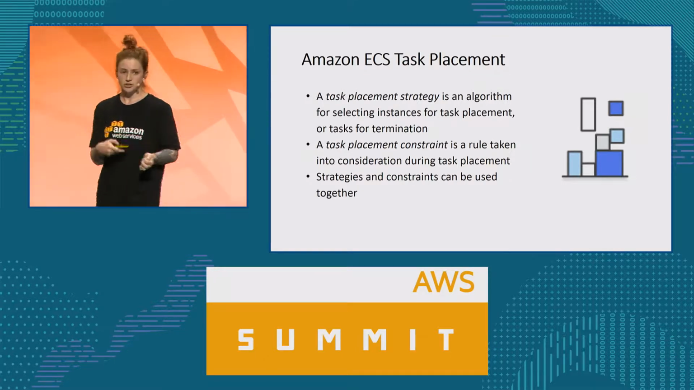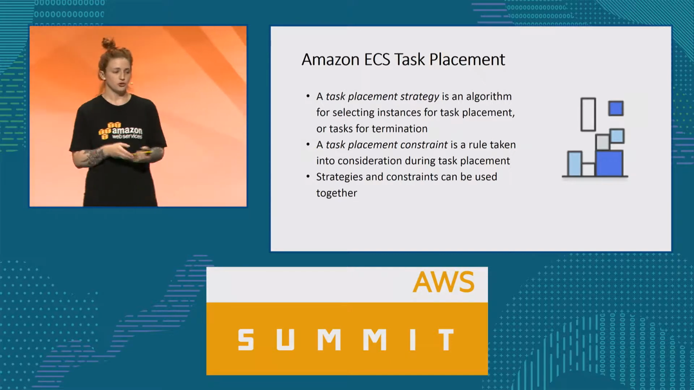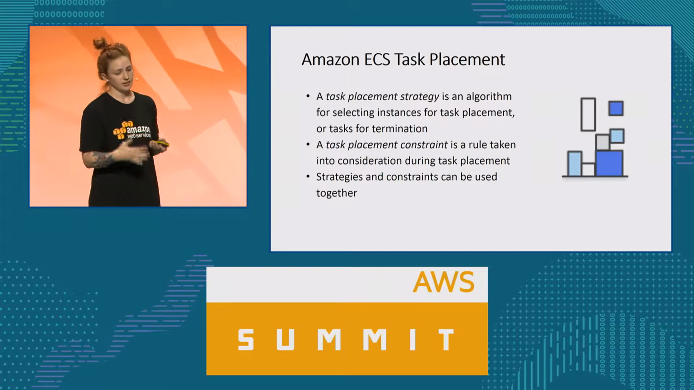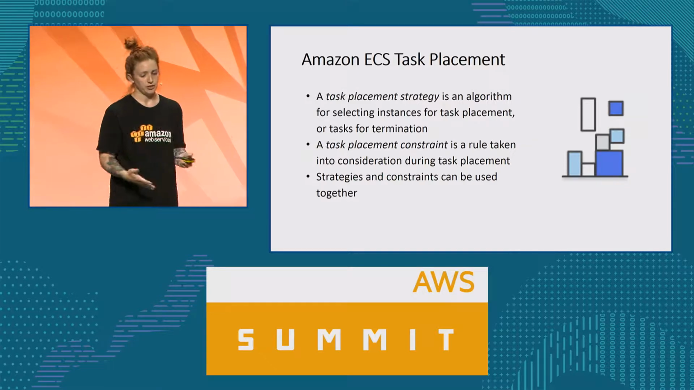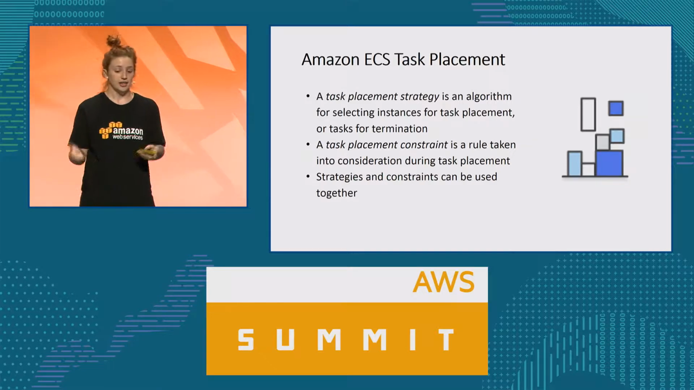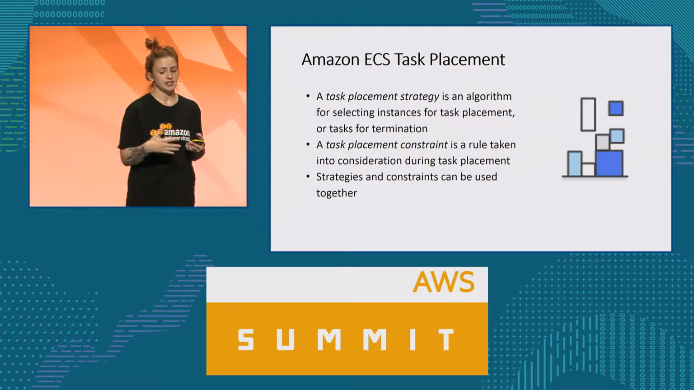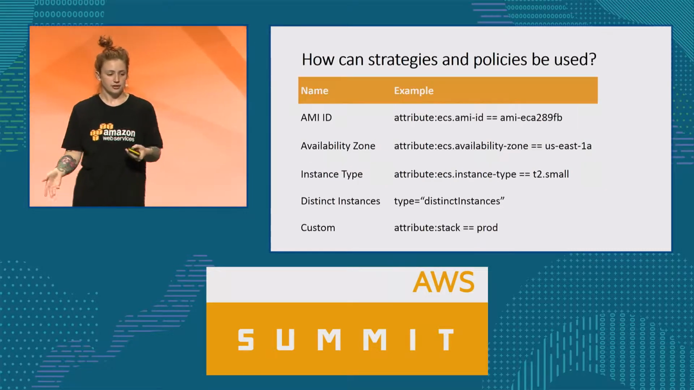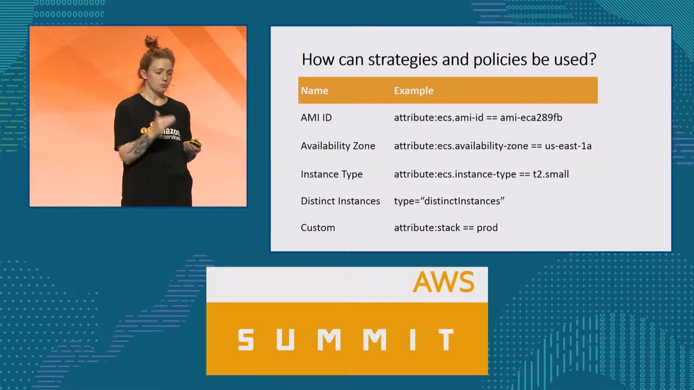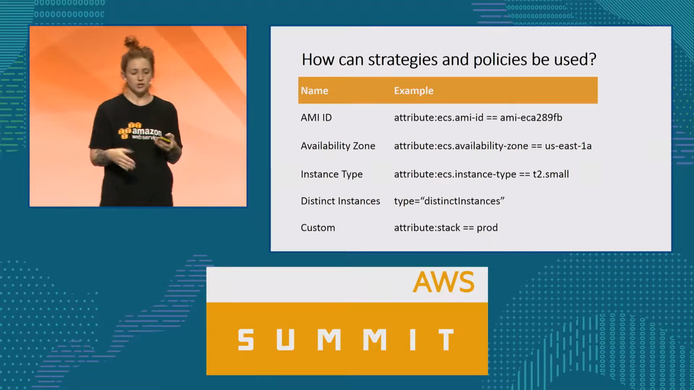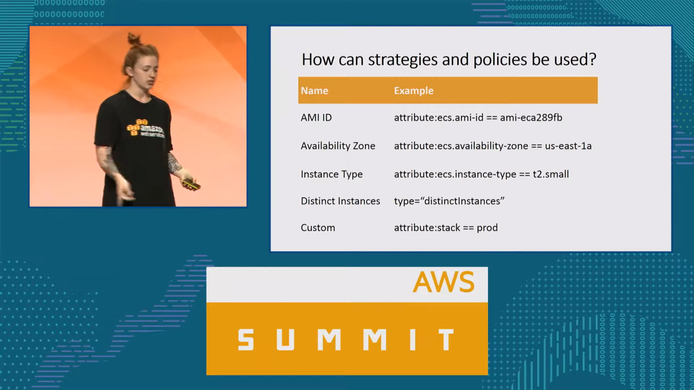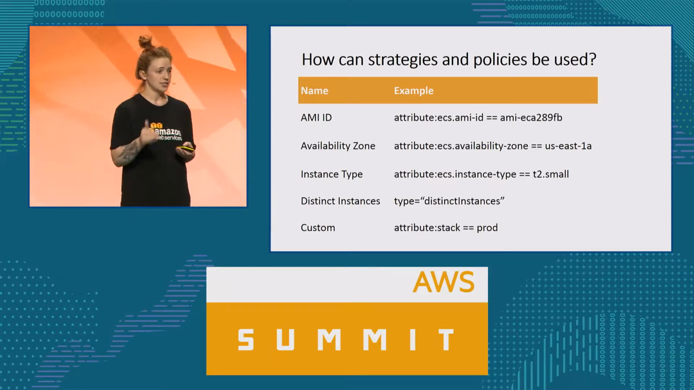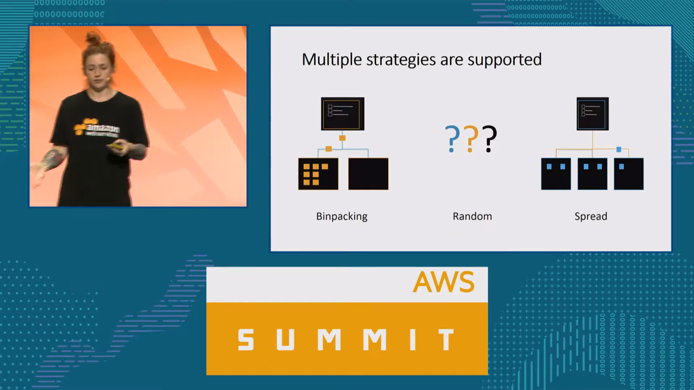So part of the way that we can do this is with task placement. There are two components to this. A task placement strategy is an algorithm that lets you select your instances for task placement or which ones to terminate. And a constraint is a rule that you take into consideration during task placement. So you use these together. Basically, we can pick on some of these attributes, whether it's an AMI or an availability zone or a custom one like prod, and we can filter our instances and place our tasks accordingly.